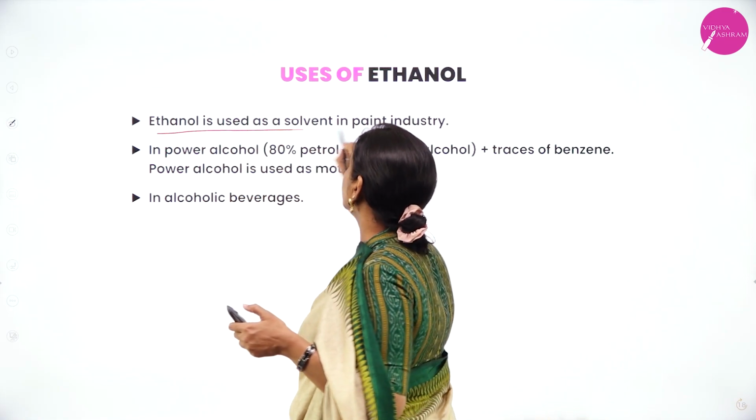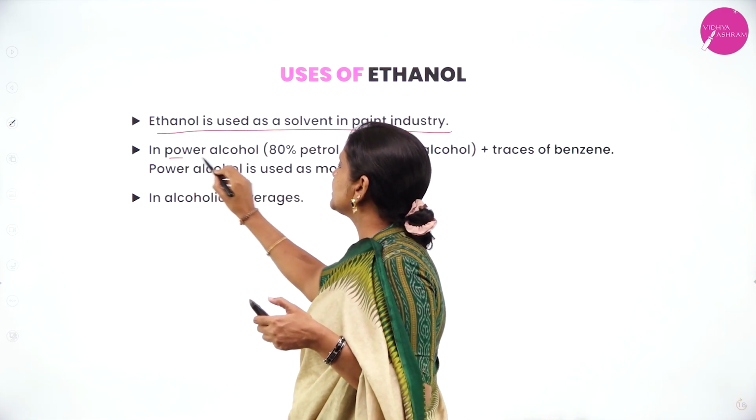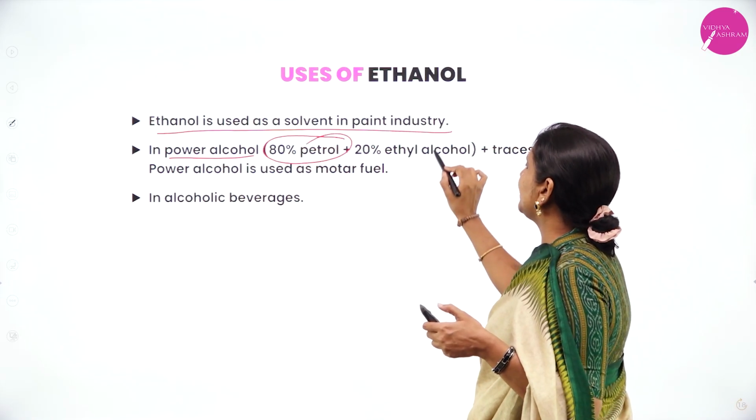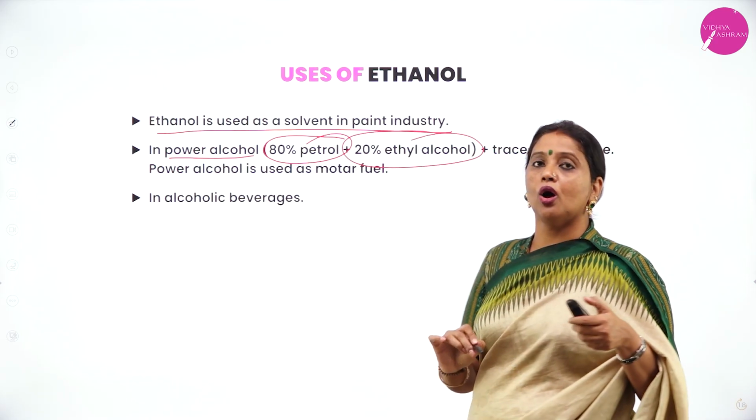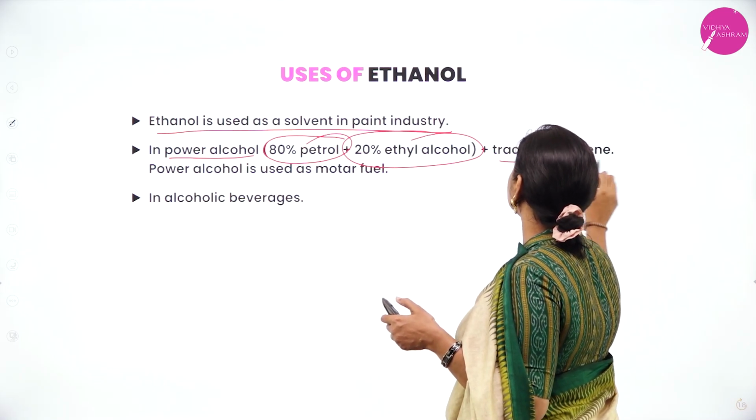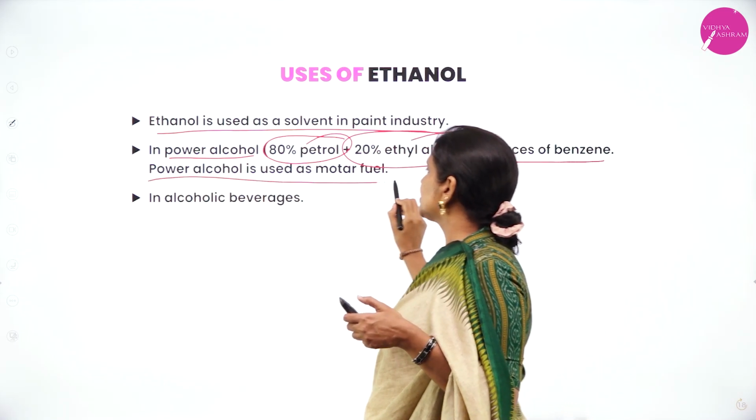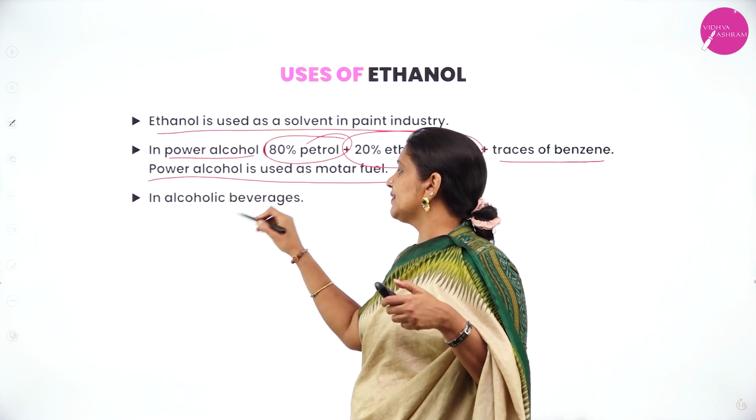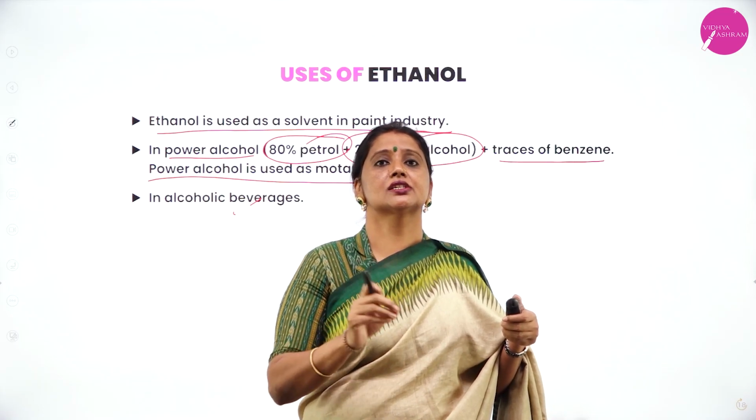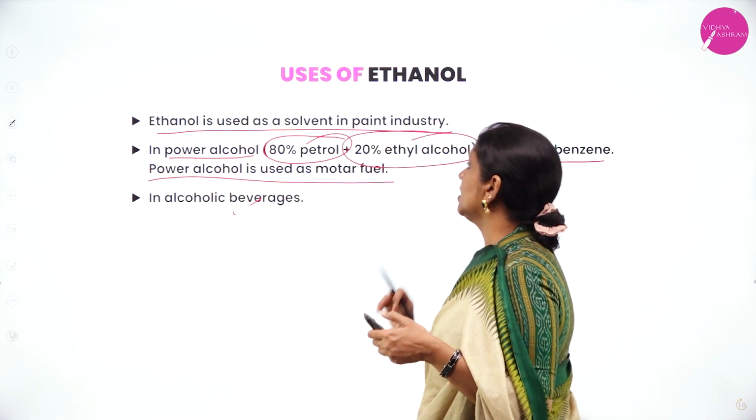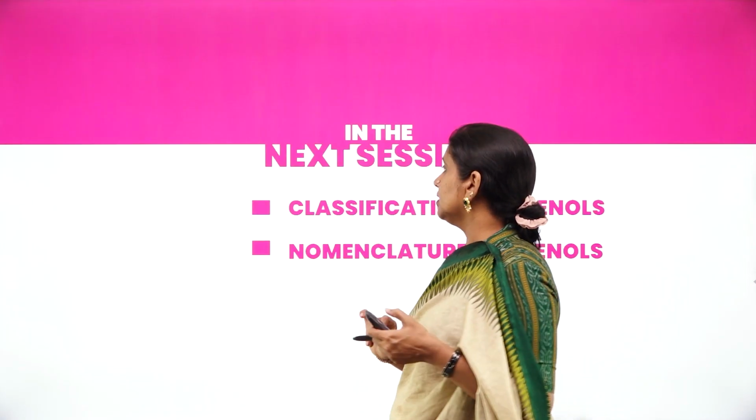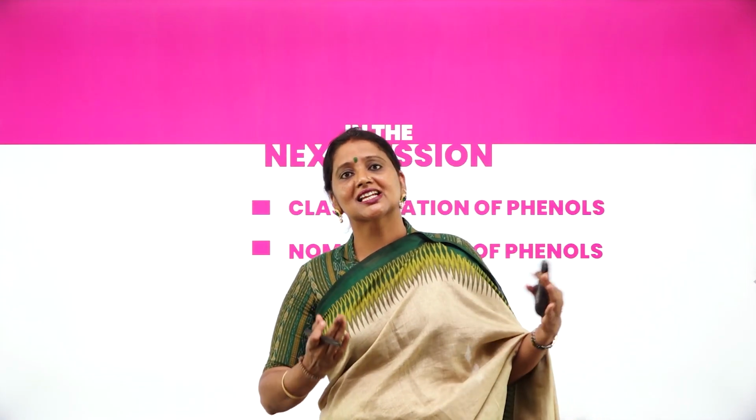Ethanol is used as solvent in paint industry and it is used in the preparation of power alcohol. Power alcohol means 80% petrol and 20% ethyl alcohol plus traces of benzene. Power alcohol is used as motor fuel. And alcoholic beverages like beer, wine, brandy, whiskey contain ethyl alcohol as a content. These all are uses of ethanol.